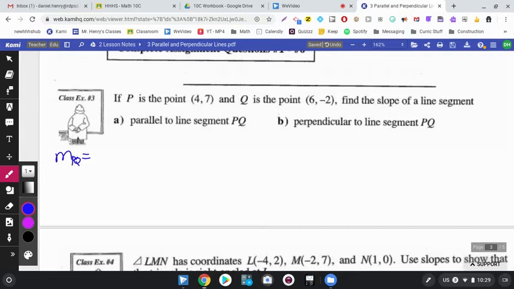Slope formula you should have written down somewhere. I'll try to give it to you if you're going to use it, but make sure to have it written down before you open a Google form or anything like that.